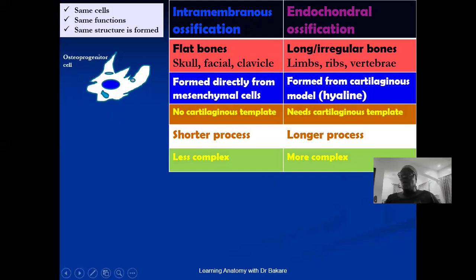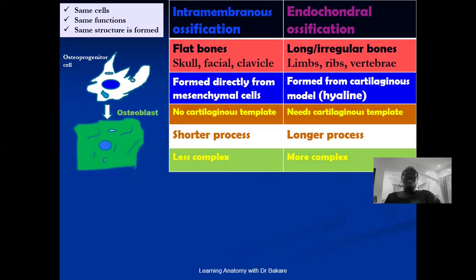So this is the osteoprogenitor cell. You see that this cell is flat. This osteoprogenitor cell will then later be transformed into the osteoblast. And this is the osteoblast here, highlighted in green. This osteoblast is seen to be cuboidal in shape. If you compare the shape of the osteoblast and the osteoprogenitor cell, you see that the osteoprogenitor cell is flat, while the osteoblast is cuboidal in shape.